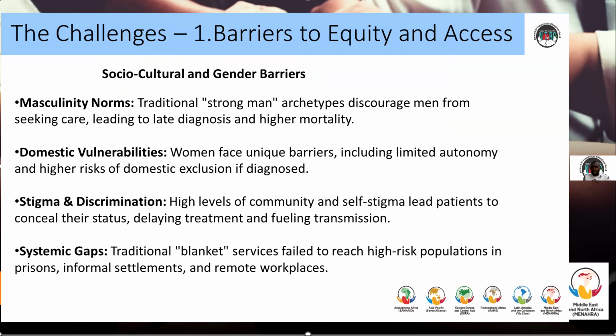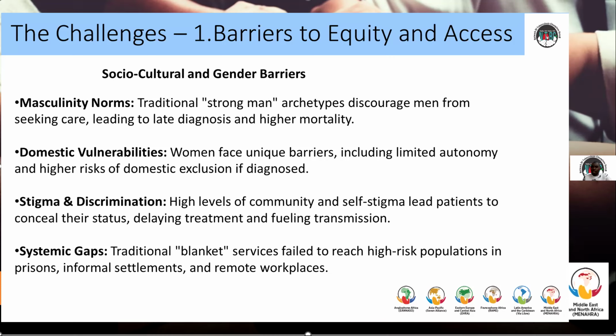I'll highlight two critical challenges when it comes to equity and access. Number one is social, cultural, and gender barriers. And how do these challenges manifest? Number one is masculinity norms. Traditionally, men are supposed to be strong, the strong man archetype, which discourages men from seeking care, leading to late diagnosis and higher mortality. You get that when a man visits the hospital, it is when TB has hit him so hard, so it discourages them.